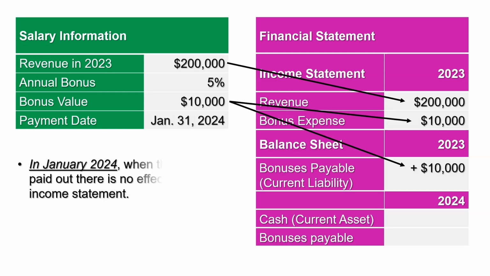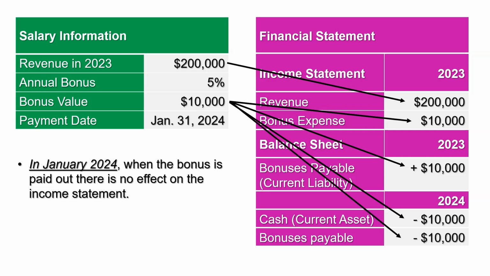In January 2024, when the bonus is paid, there will be no effect on the income statement. Instead, the cash balance on the balance sheet will be credited by $10,000 and the bonuses payable account will be debited by the same amount, maintaining the balance. Following the accrual basis and matching principle, the income statement is crucial for stakeholders to assess the company's profitability and operational efficiency over time.